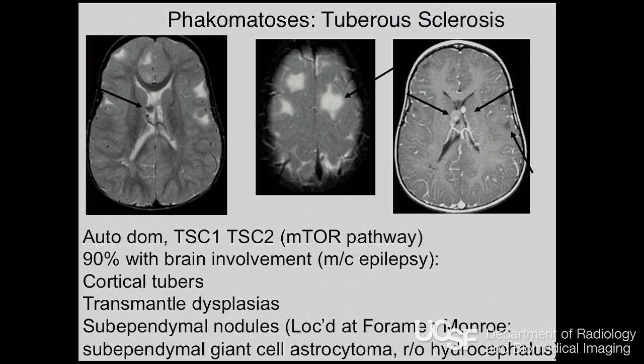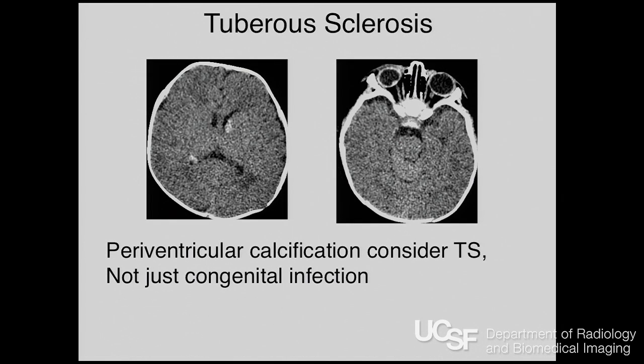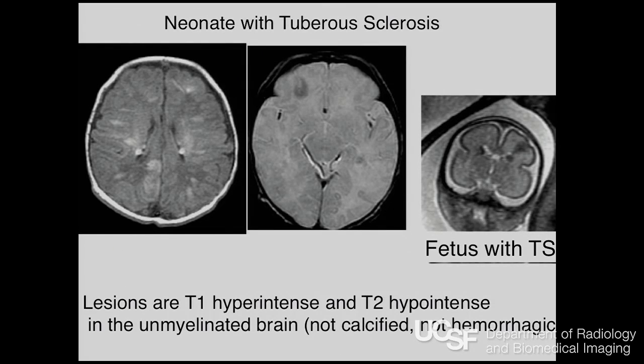These children can also get globe abnormalities. They can get hamartomas of their retina. This is just a CT exam showing you a retinal hamartoma that is calcified and some calcifications of these subependymal nodules. The lesions of TS will calcify classically as the children get older. And I showed you previously a young infant who had tuberous sclerosis.